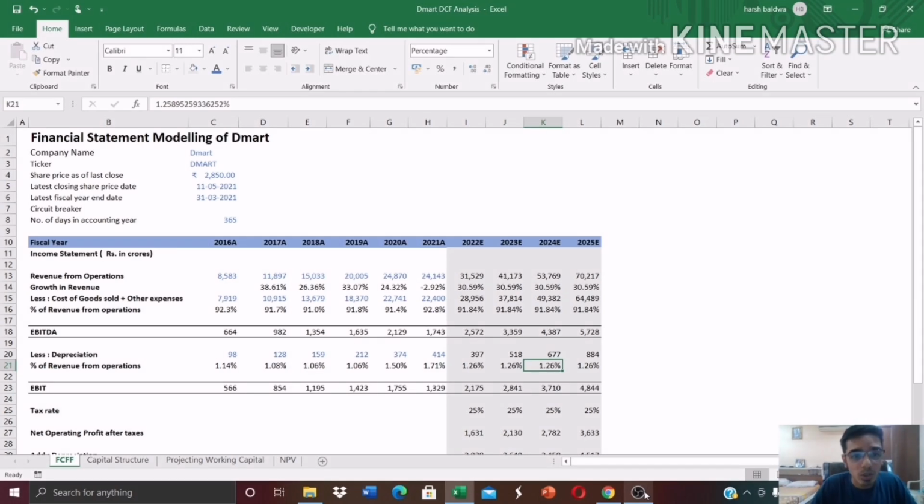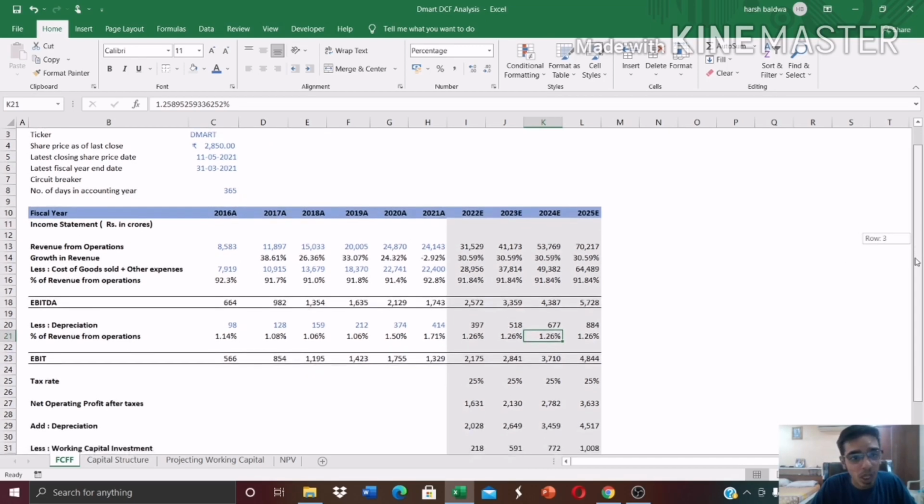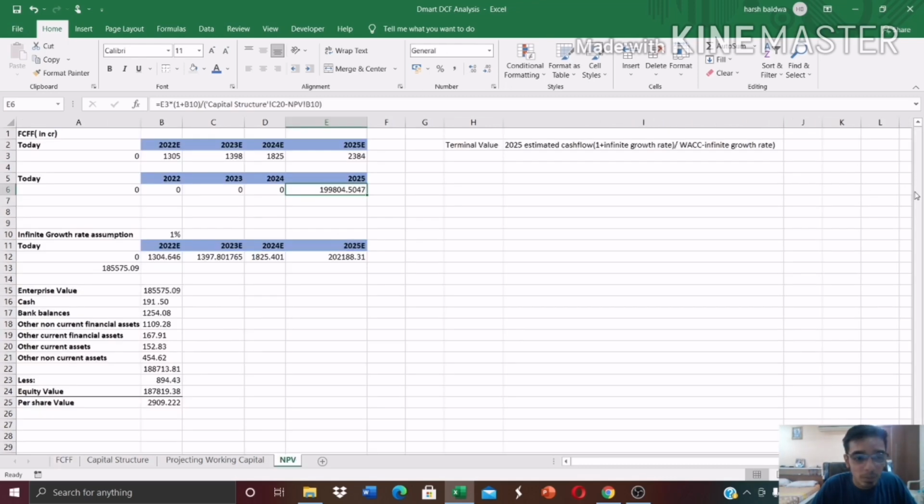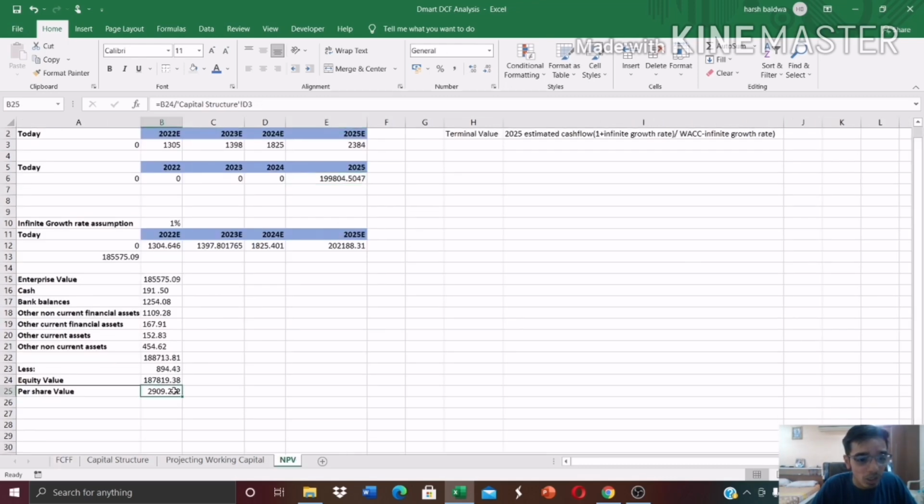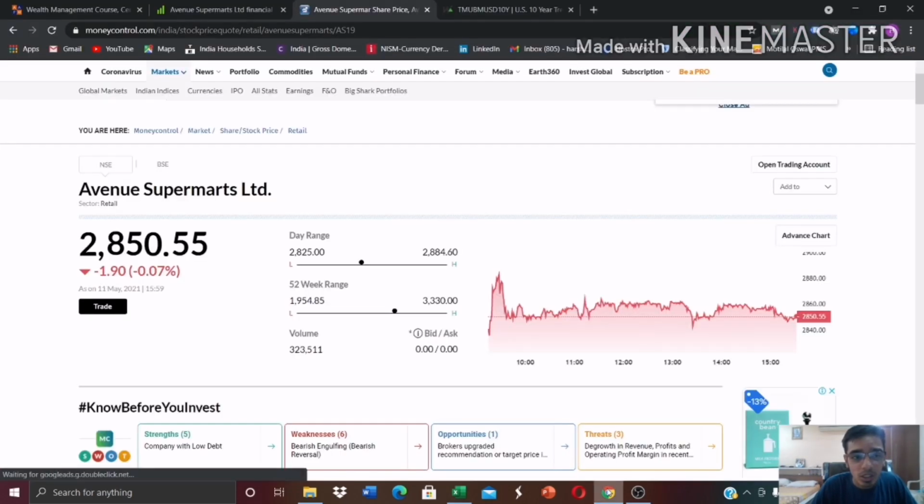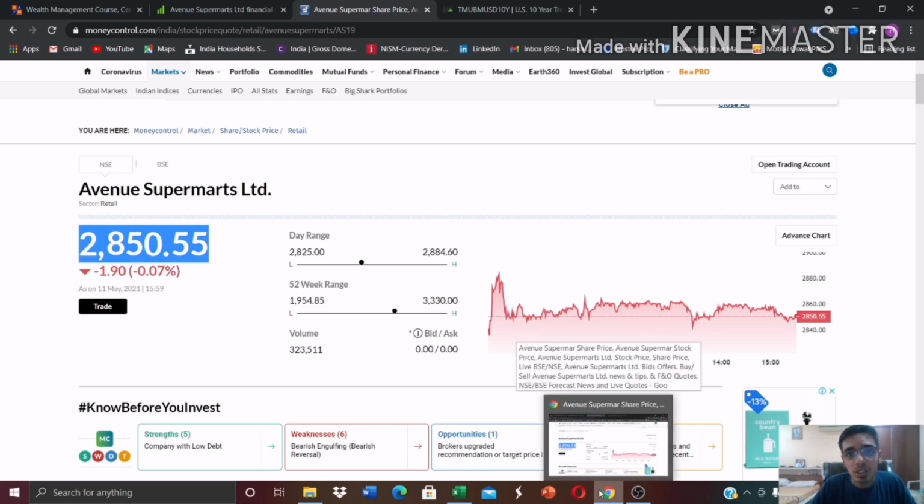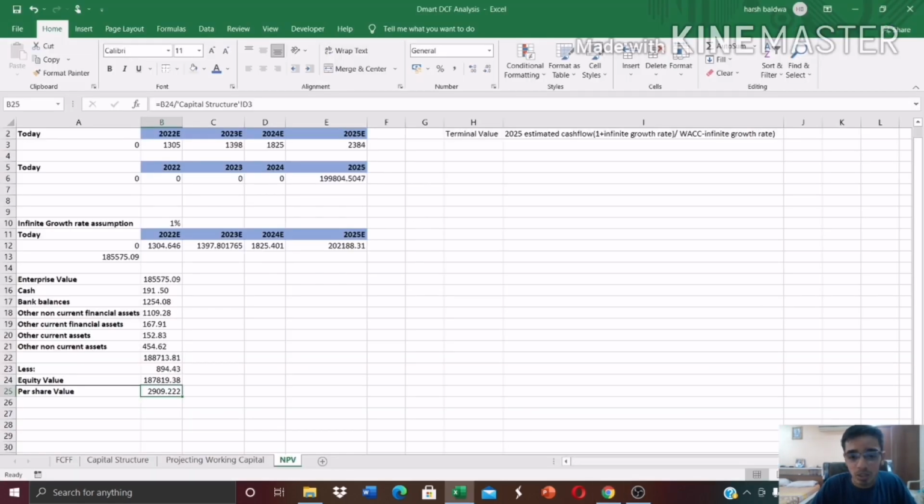Okay guys, so here you can see this Excel file where I have performed the financial statement modeling of DMART, or discounted cash flow modeling, and at the end I got the per share value as 2910, which is quite near to the current share price of 2850. So let's get started as to how I did this.